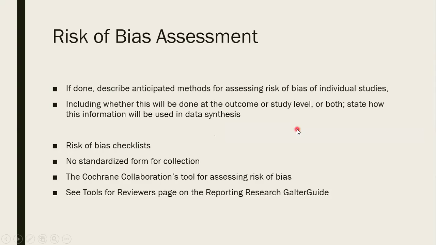Risk of bias assessment. It describes the method for assessing the risk of bias in individual studies, whether at an outcome or study level. Use checklists like the Cochrane Collaboration tools for assessing the risk of bias.